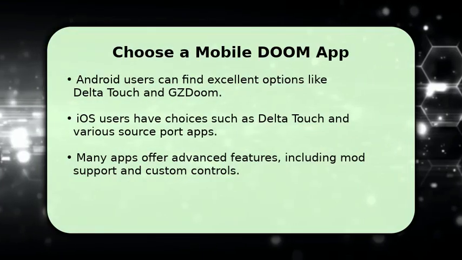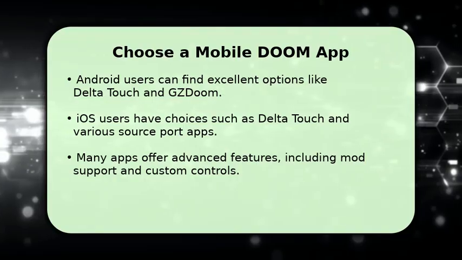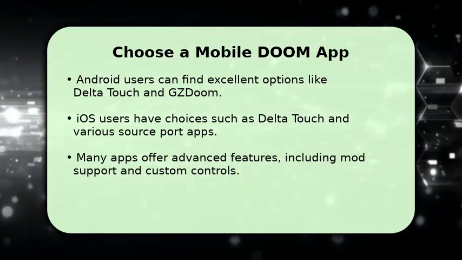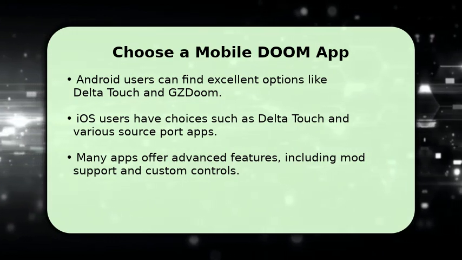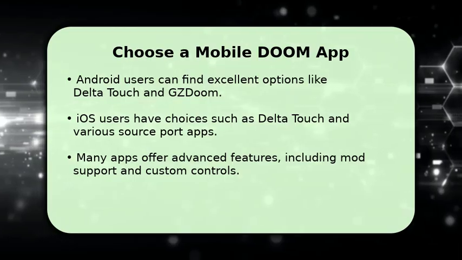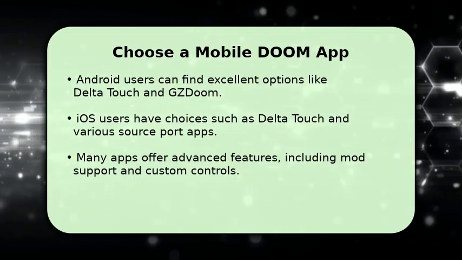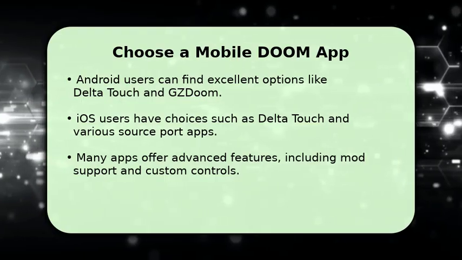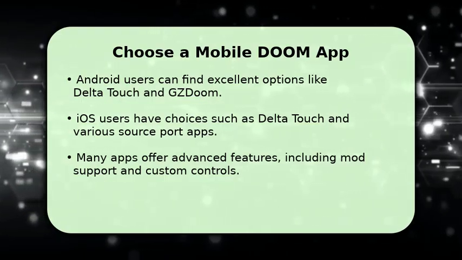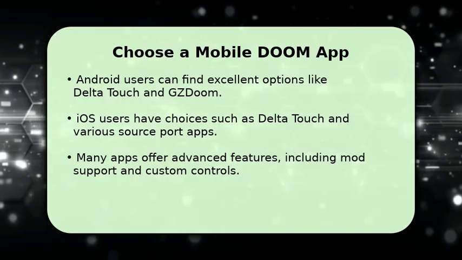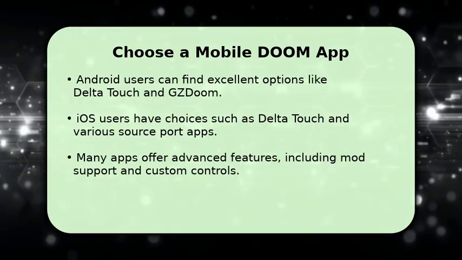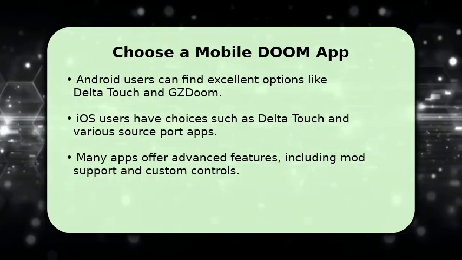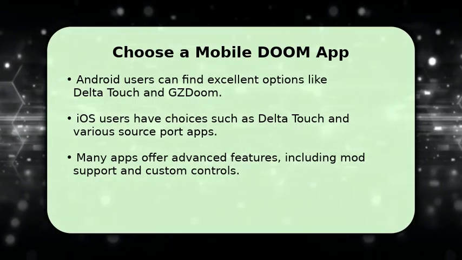Once you have your WAD files, the next step is selecting a mobile application to run them. For Android users, popular choices include Delta Touch and GZDoom, both offering robust features. iOS users also have several excellent options, often found by searching for Doom source port in the App Store. These applications provide the necessary framework, often including mod support, customizable controls, and enhanced graphics for a modern experience.